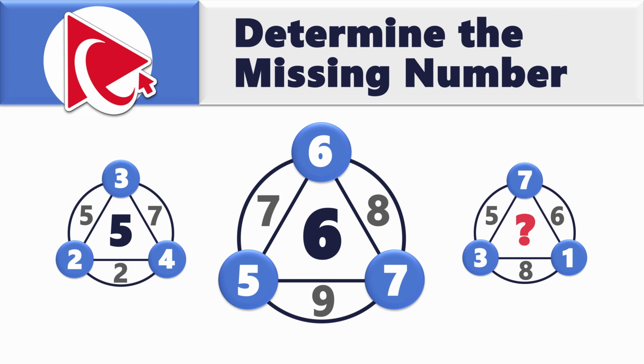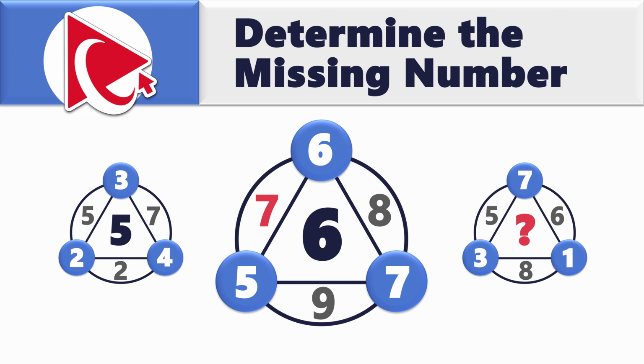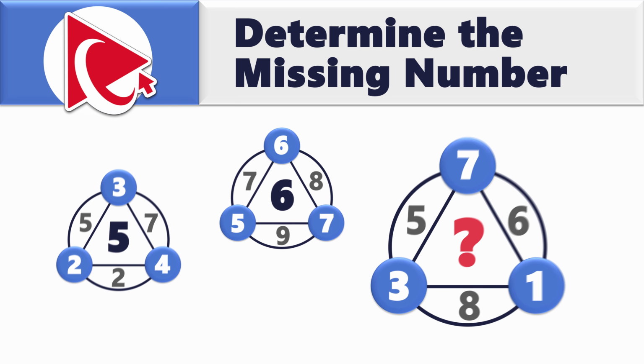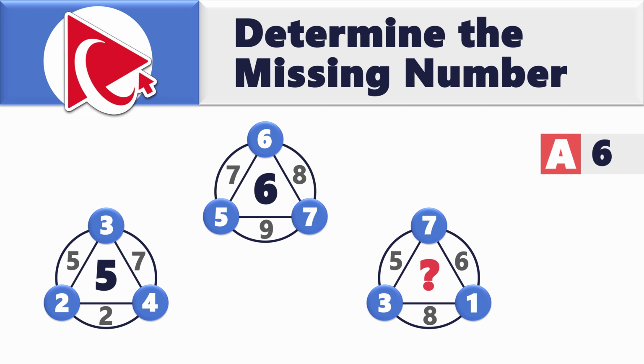In the second shape, the inside numbers are 7, 9, and 8. The outside numbers are 5, 6, and 7, and the middle number is 6. And then in the third shape, the inside numbers are 5, 6, and 8. The outside numbers are 3, 7, and 1, and the middle number is missing, which is something you need to calculate and select out of 4 possible choices. Choice A, 6. Choice B, 7. Choice C, 8.